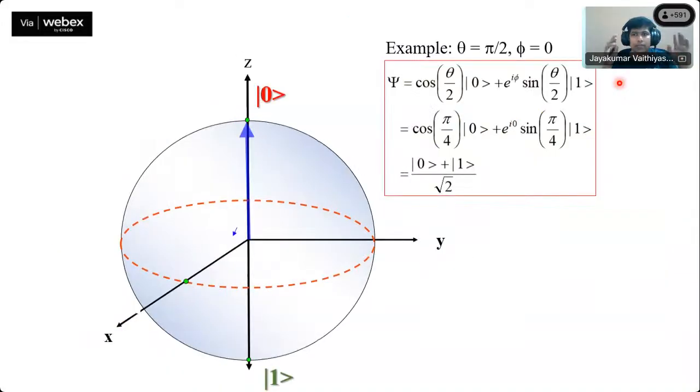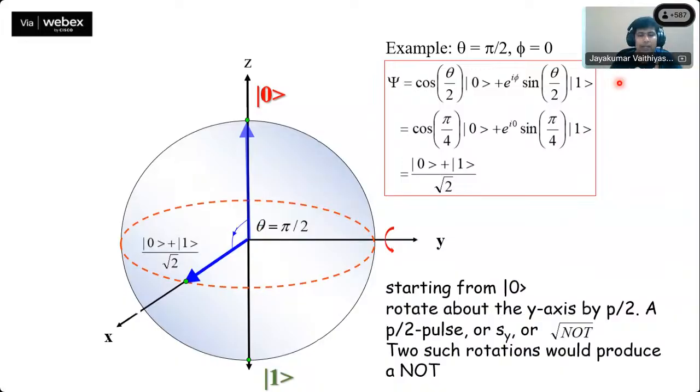So recall: theta equal to 0, North Pole; theta equal to pi, South Pole; theta equal to pi by 2, it will go to the equator. It is an example of equal superposition. Yes, the Hadamard gate, exactly. So this is an example of the Hadamard gate. It contains both North Pole and South Pole components. But where does it lie? Exactly on the x-axis.